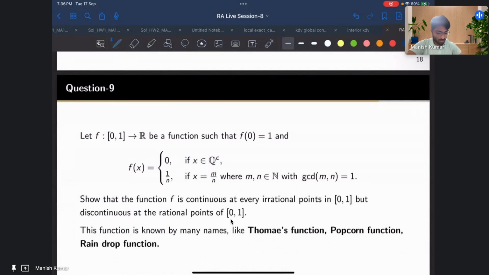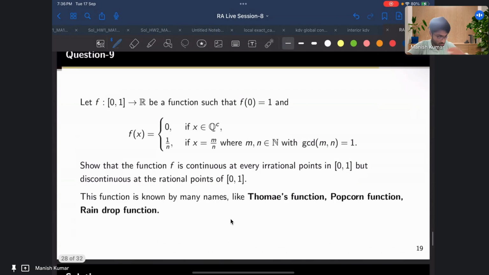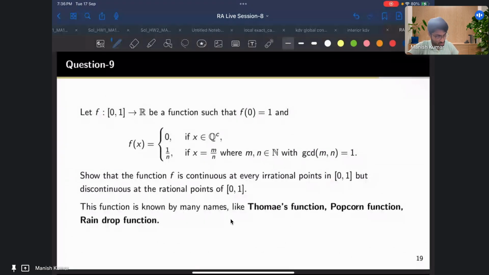This is a very unique function, and it has a name also. It's called Thomae's function, named after the mathematician who found it. It is also called the popcorn function and the raindrop function, because if you look at the graph, it looks like popcorn popping out from a machine, or rain coming from the sky. Let's see what the function is first, then you will understand.